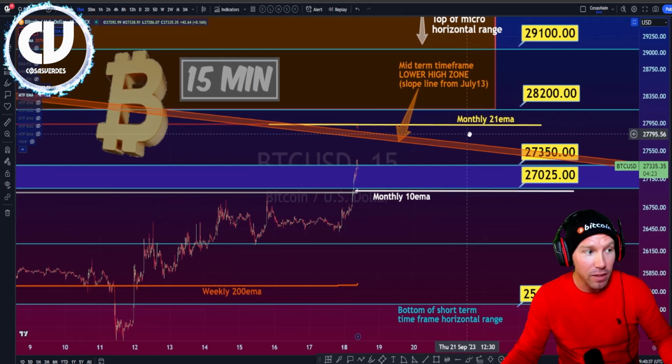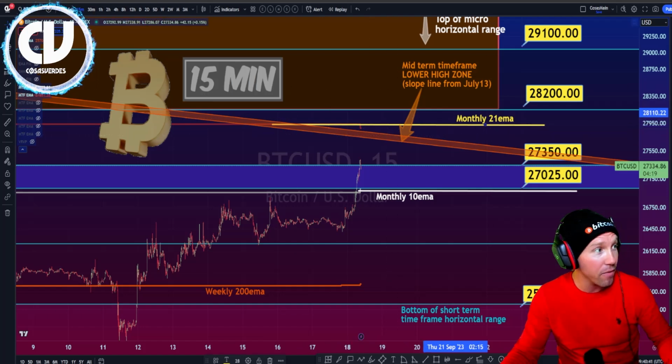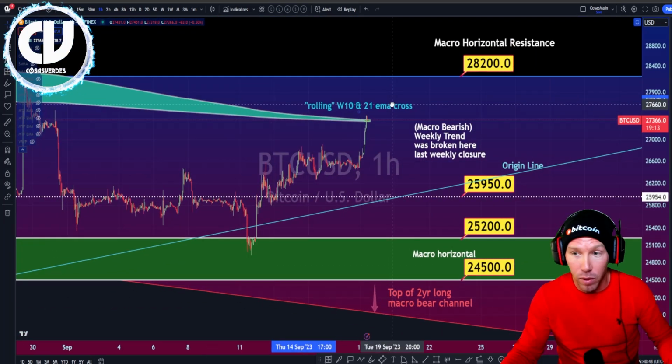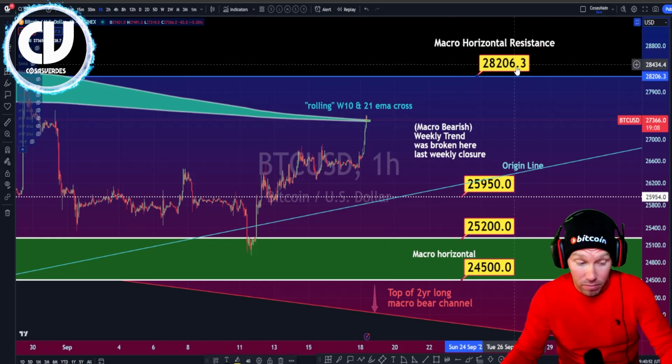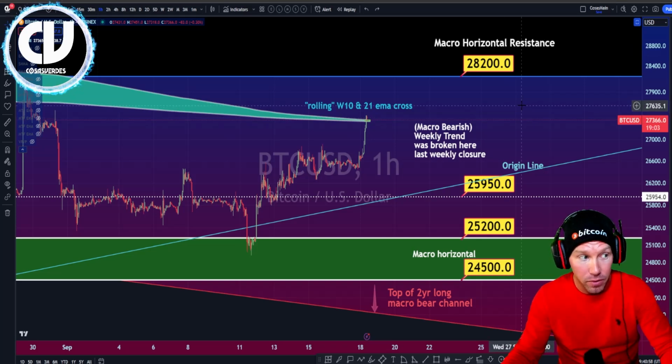My first most likely scenario is we're going to get rejected here because we have the monthly 21 EMA. We have the EMA band, the rolling weekly 10 and 21 cross. And we have 28.2, which is our last capitulation line, when Bitcoin went from 28.2 down to 15.5 between June and November of 2022.